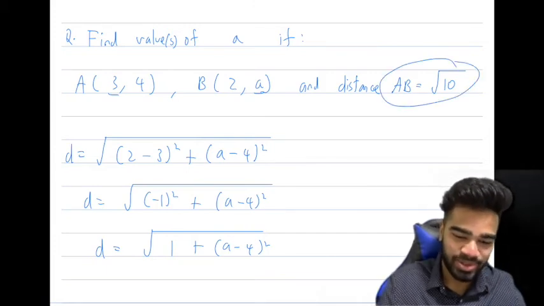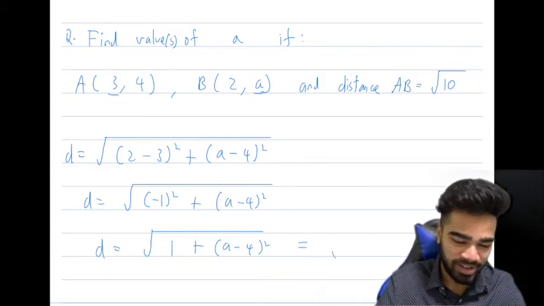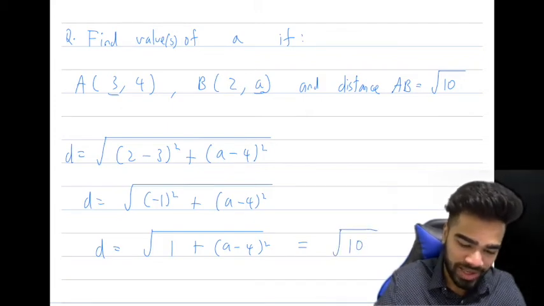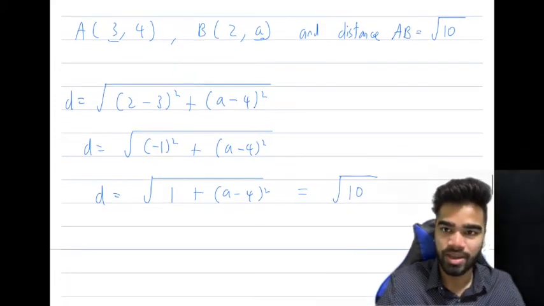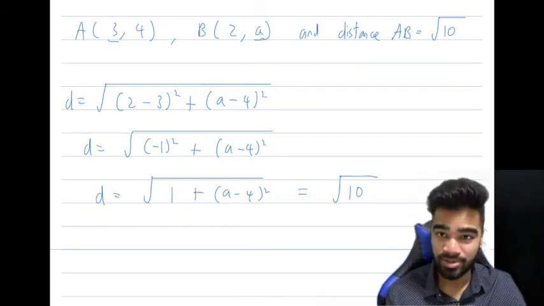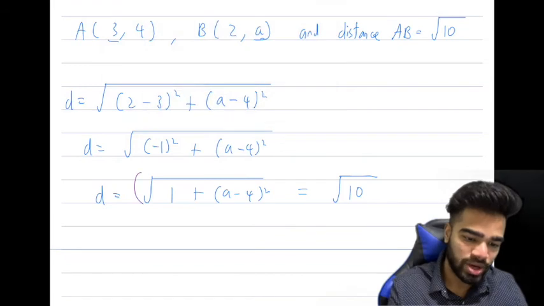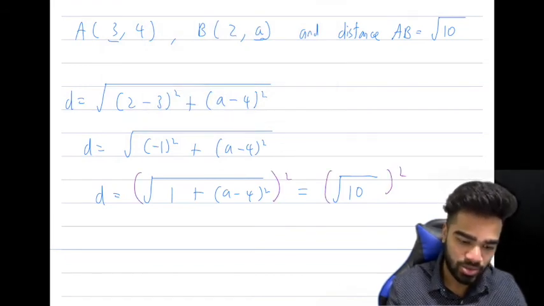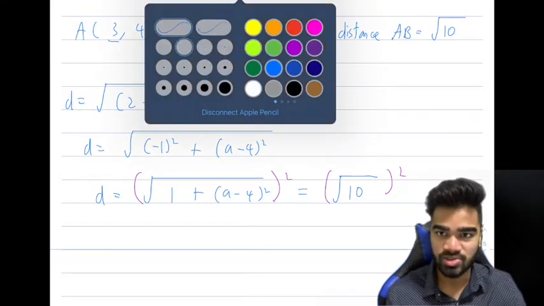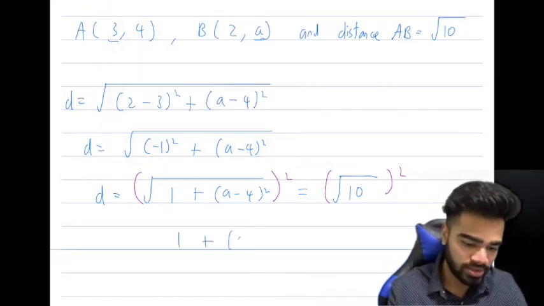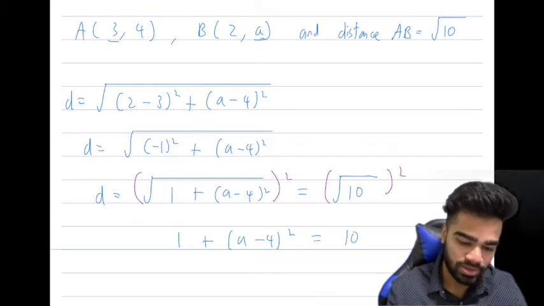Distance is equal to, the question is saying, square root of 10. The distance we found from the equation should be equal to the same thing as root of 10. So we have to get rid of the square roots, right? How do you get rid of square roots? Well, we need to square both sides. So I'm going to take this side, square it, and this side, square it. What that does is pretty much gets rid of the square root. So all you're left with is 1 plus a minus 4 squared is equal to 10.